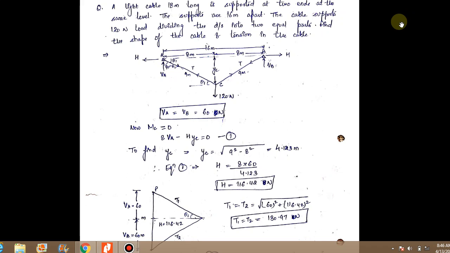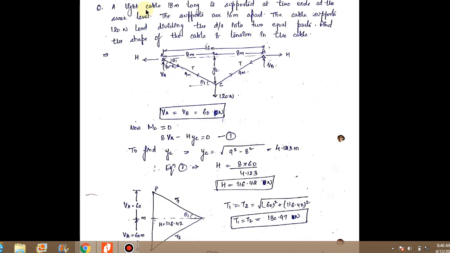Now the next numerical is: a light cable 18 meter long is supported at two ends at the same level. The supports are 16 meter apart. The cable supports 120 Newton load dividing the distance into two equal parts. Find the shape of the cable and the tension in the cable.